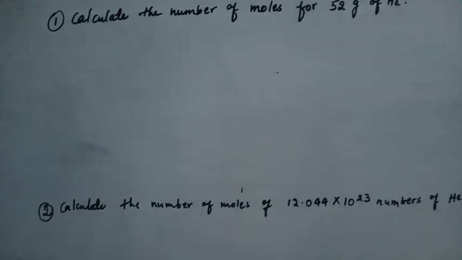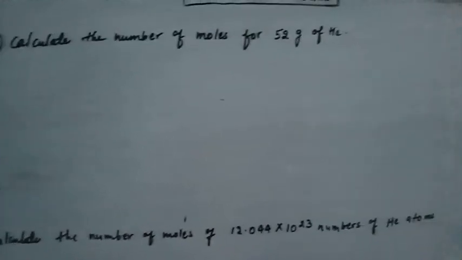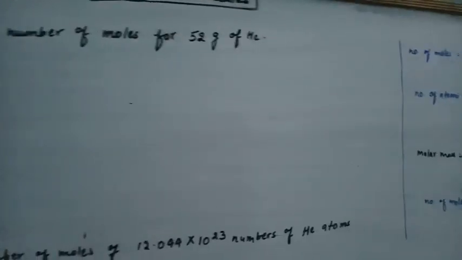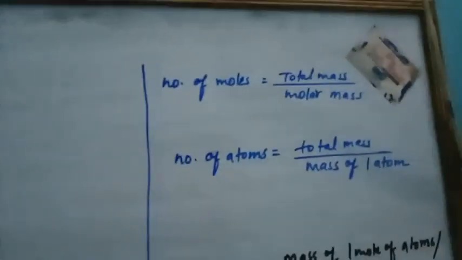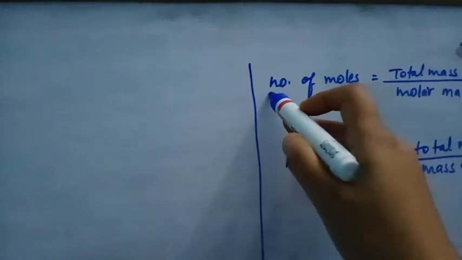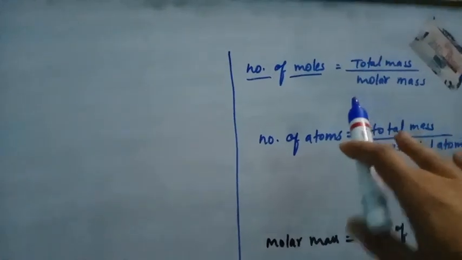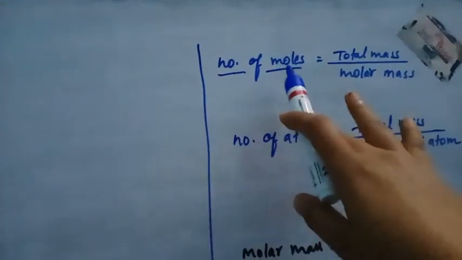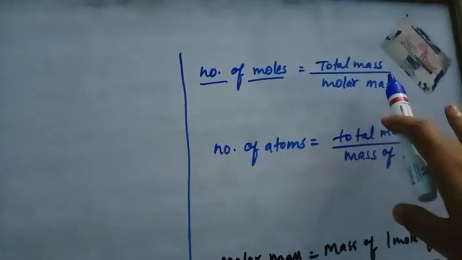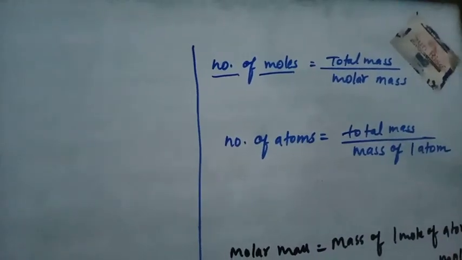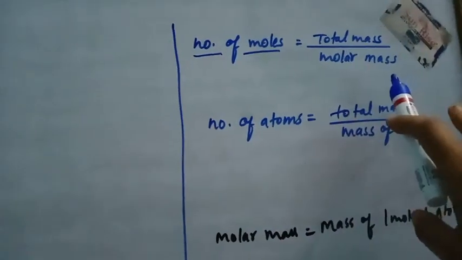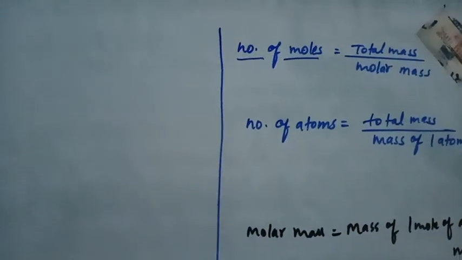Now we will see some word problems. Before going for word problems, we will see some of the equations, or you can say the formulas. With the help of these formulas, we can solve the word problems. So first formula, as I told you in the previous class, if you have to find out number of moles, then you can find out by this formula. Number of moles is equal to total mass, that is given mass of atoms or molecules, divided by molar mass. You will get number of moles of that atoms or molecules.